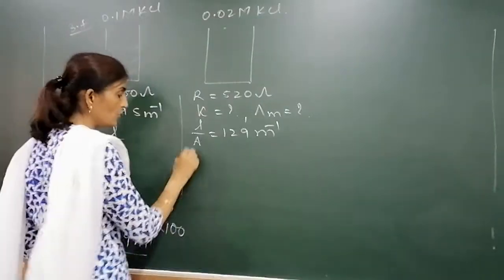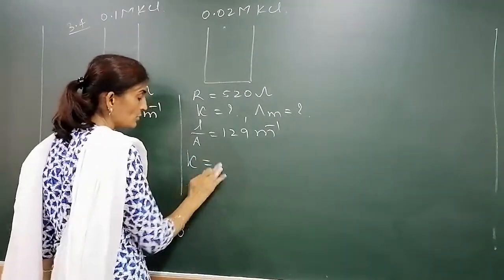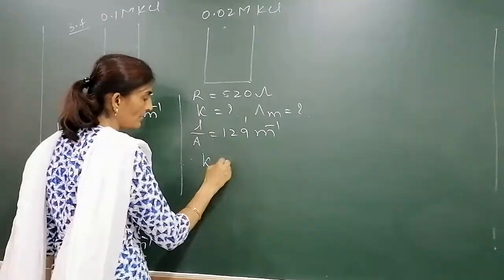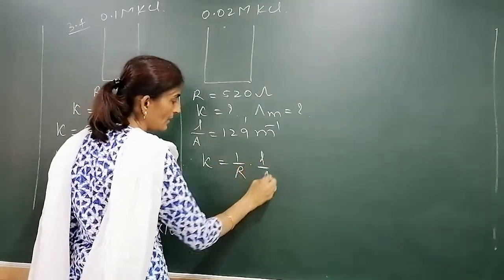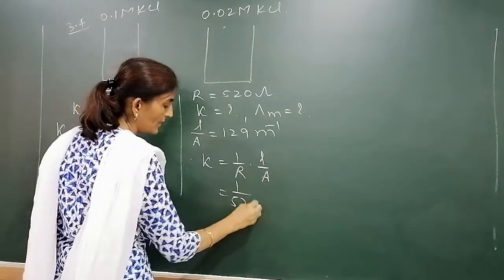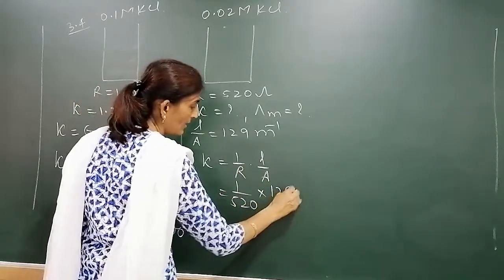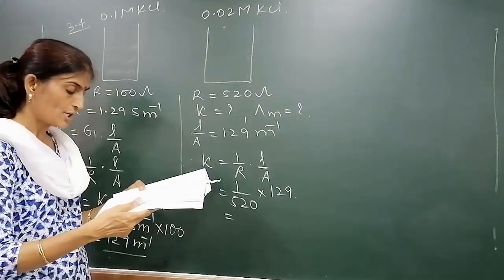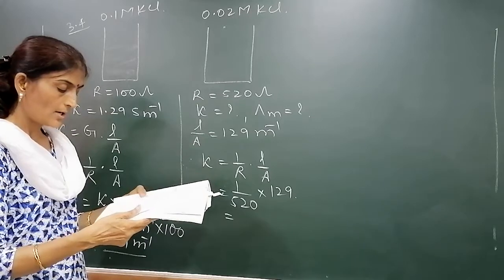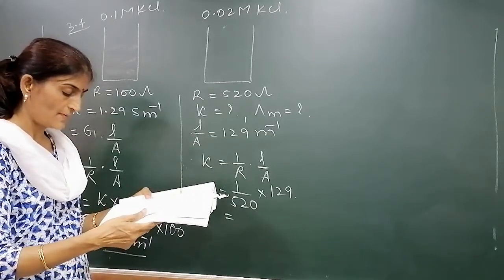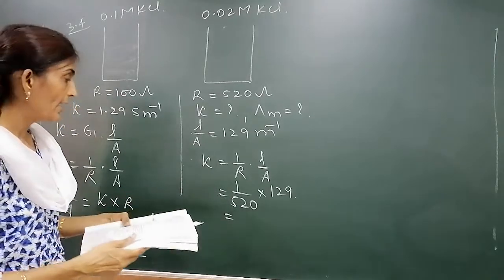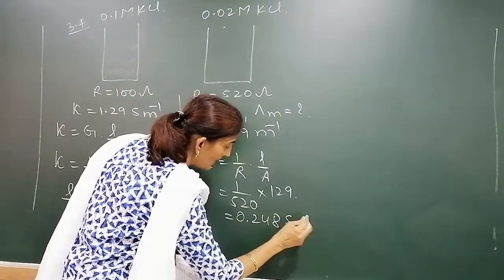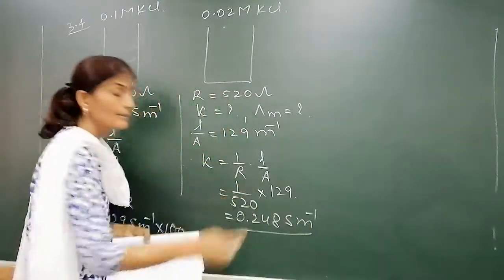You can find K. Again use the same formula. K equals 1 by R into L by A. Put the value of R, 520. What is L by A? 129. So what is the value of conductivity of the second solution? The conductivity of the second solution will be 0.248 Siemens meter inverse.